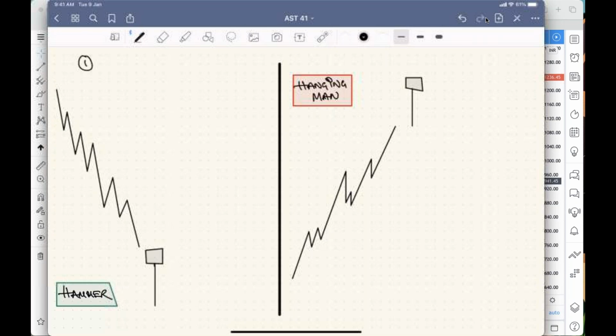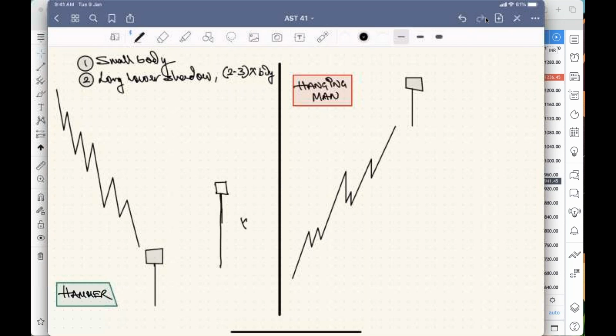Number one, it's got a small body. Number two, it's got a long lower shadow. Now this long lower shadow is 2 to 3 times the size of the body, which means if this is your body, this cannot be the shadow. It should be something like this, 2 to 3 times. Please note, if it is like 7 times or 8 times, it's not a very good hammer.